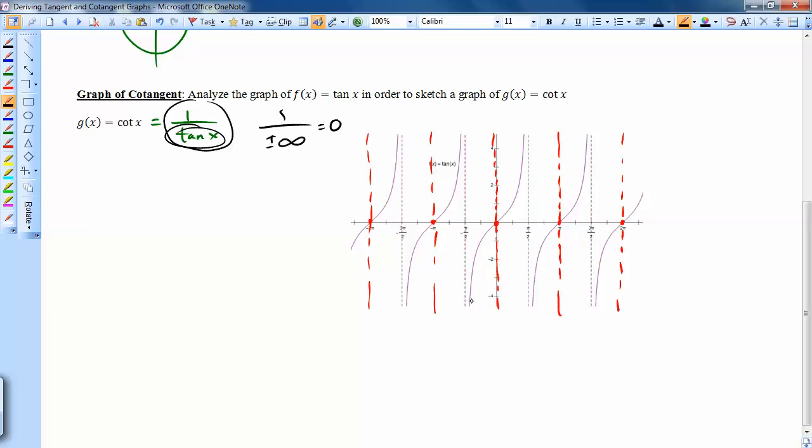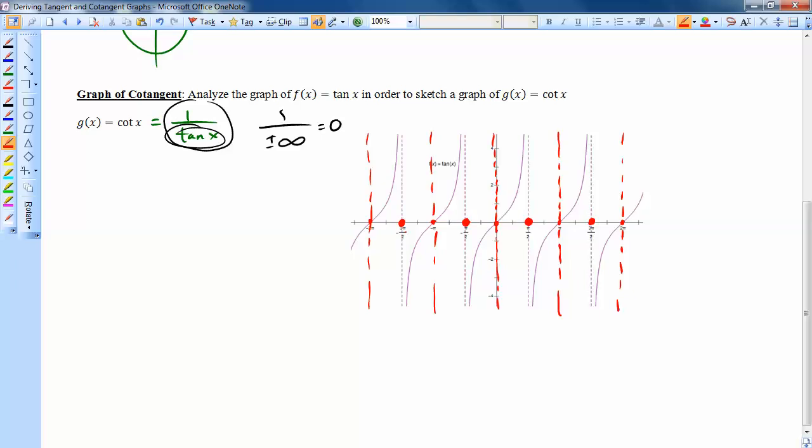I'll do this in red. Cotangent is going to be 0 here, and here, and here. Anywhere where tangent had an asymptote, now it's got a 0 for cotangent. So that's kind of easy to remember because you're just switching the asymptotes and the zeros between tangent and cotangent.